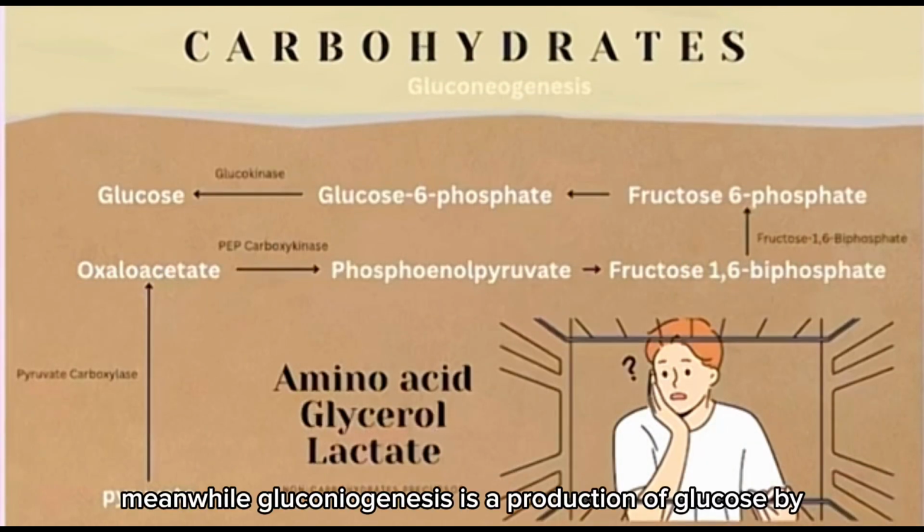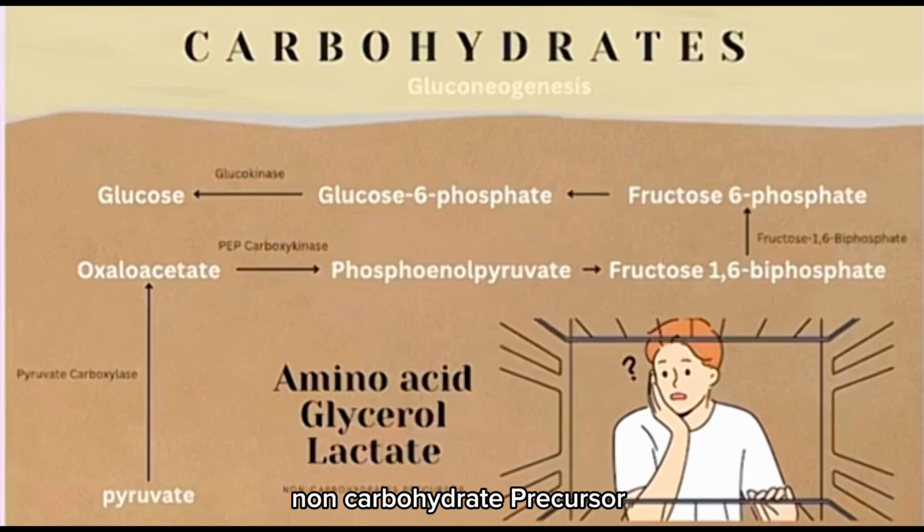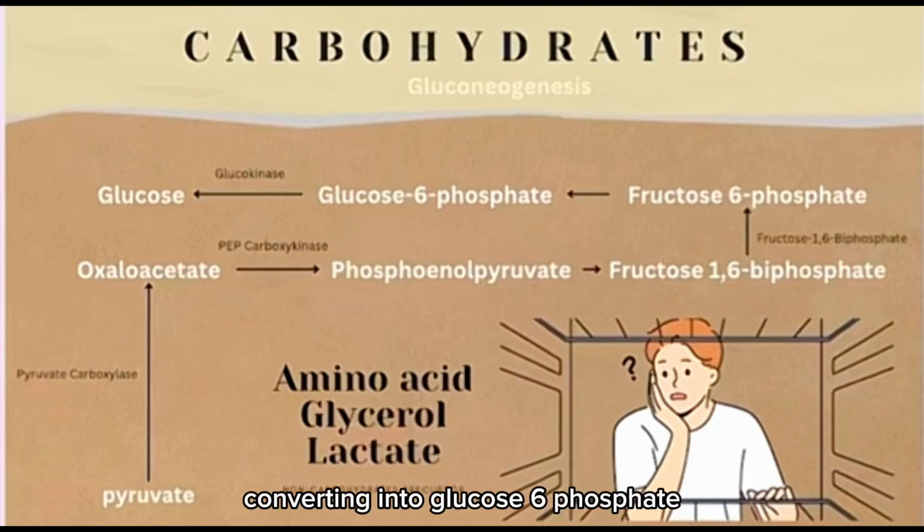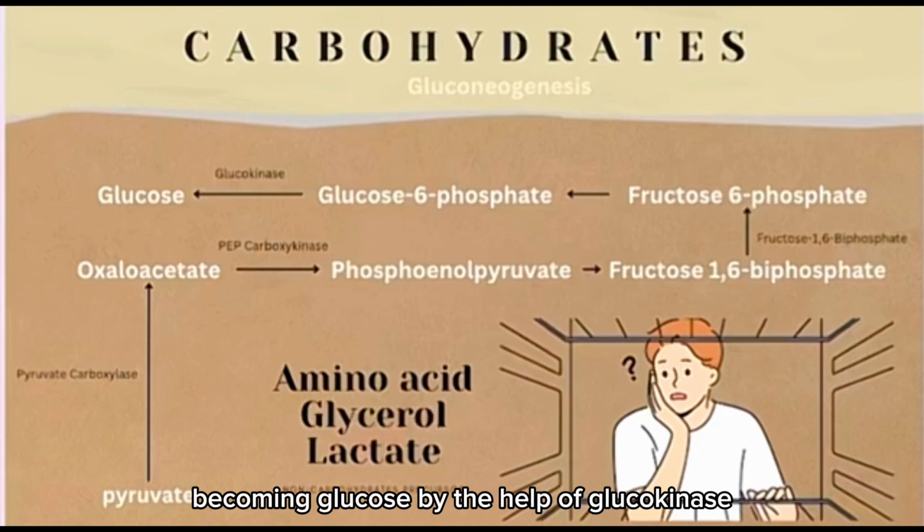Meanwhile, gluconeogenesis is the production of glucose by non-carbohydrate precursor. As we see in the diagram, I've stated three examples, which is amino acid, glycerol, and lactate. So from pyruvate, it will convert into oxaloacetate by the help of pyruvate carboxylase, continuing on phosphoenolpyruvate by the help of PEP carboxykinase, converting into fructose 1,6-bisphosphate, and then fructose 6-phosphate by the help of fructose 1,6-bisphosphatase, converting into glucose 6-phosphate, and at last becoming glucose by the help of glucokinase.